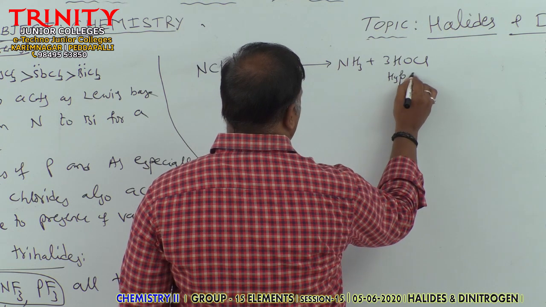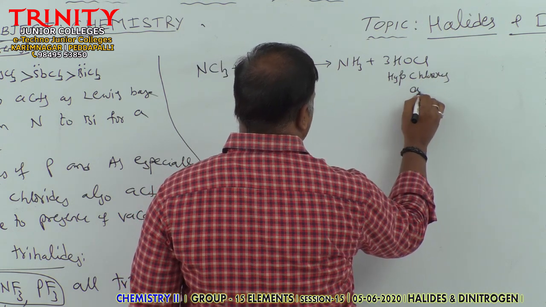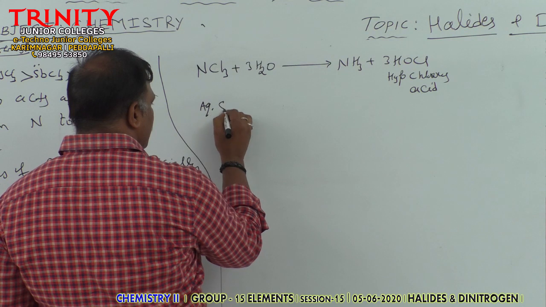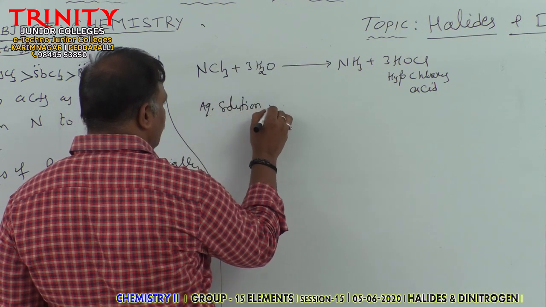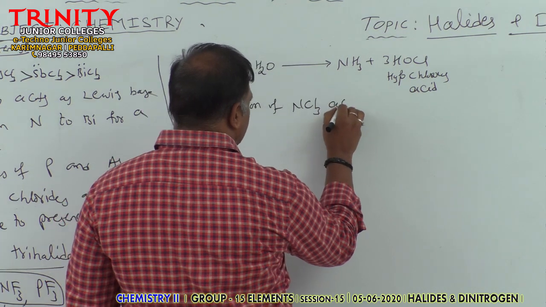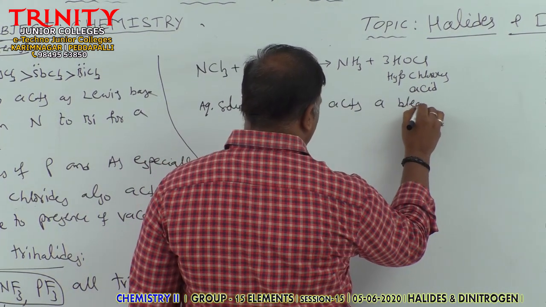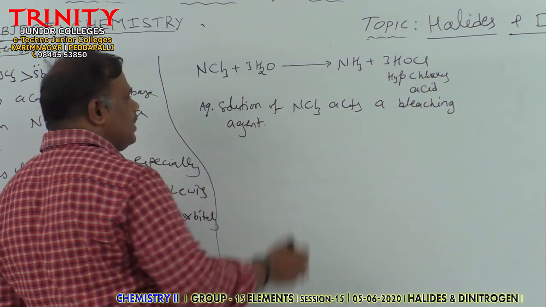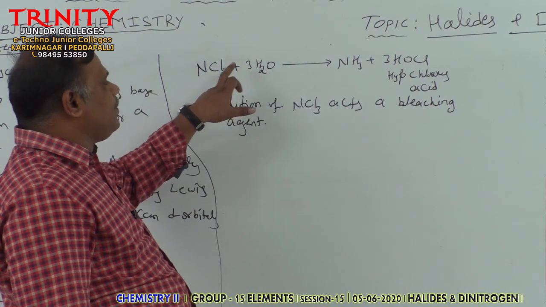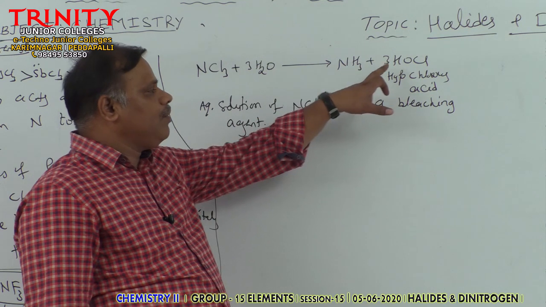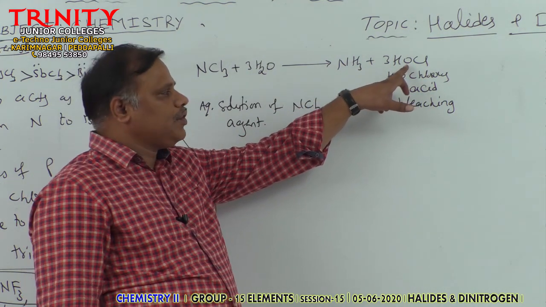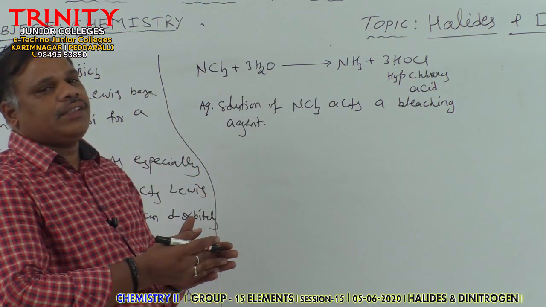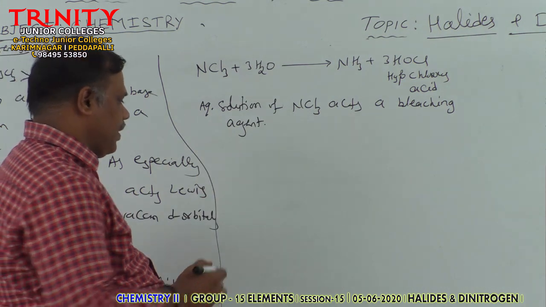It is hypochlorous acid, an oxyacid, that is formed. Due to formation of hypochlorous acid, an aqueous solution of NCl3 acts as a bleaching agent, meaning a colored substance is converted into a colorless substance. Whenever NCl3 is dissolved in H2O, it reacts with H2O and NH3 and HOCl are formed. HOCl is unstable and further decomposes to form HCl and nascent oxygen. That nascent oxygen converts colored matter into colorless matter.